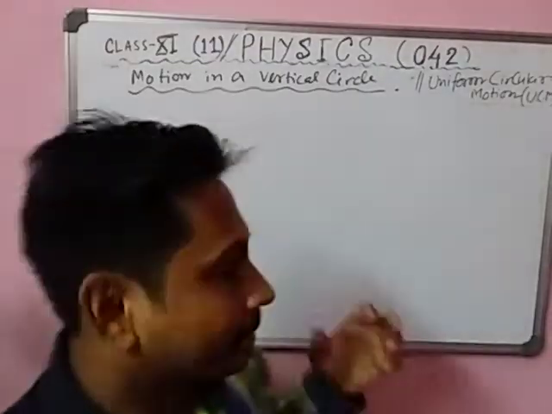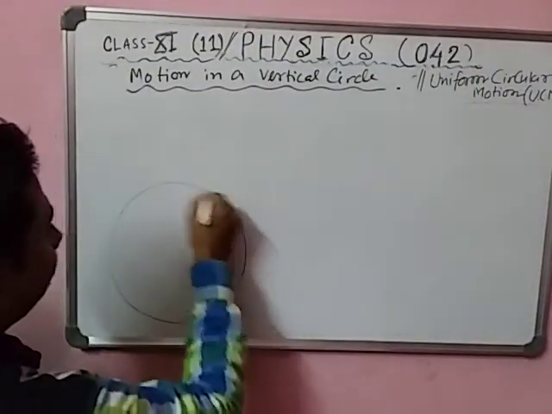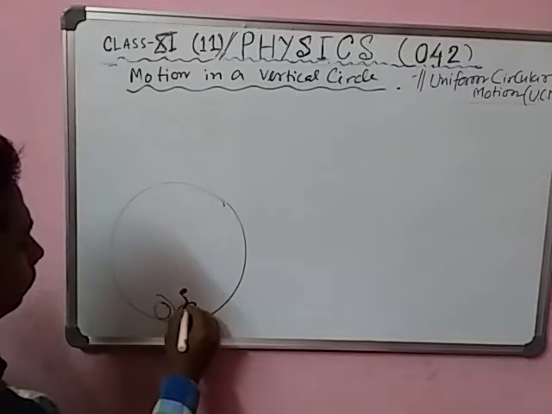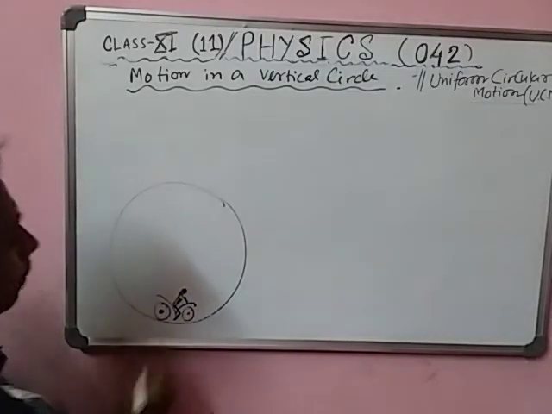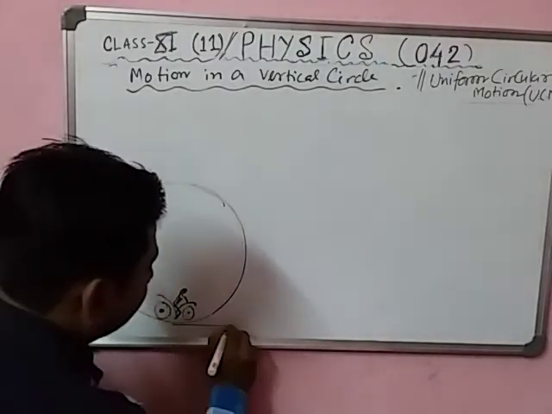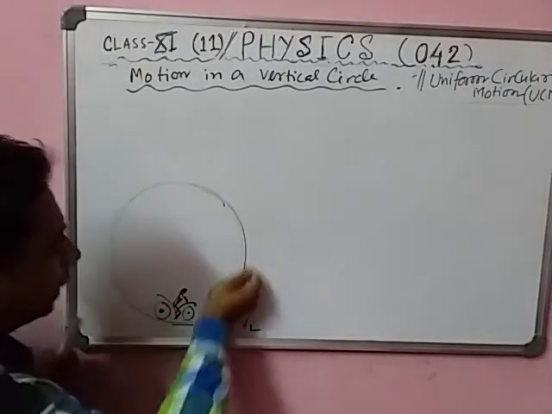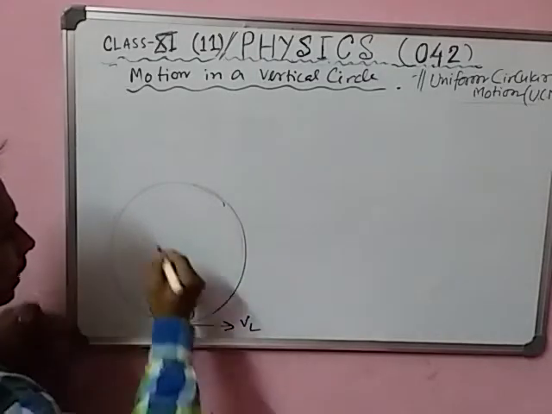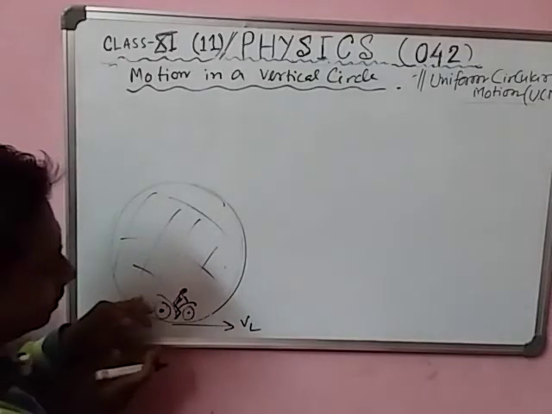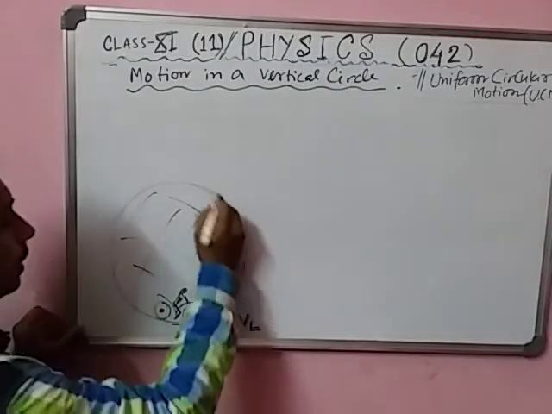Students, in the circus you often see a globe-like structure, and a bike rider tries to complete the circle by giving some initial velocity VL, so that it could make the circle in a cage. There is a cage-like structure, and the bike rider enters the cage with some velocity VL and tries to increase its velocity so that it could make the circle.